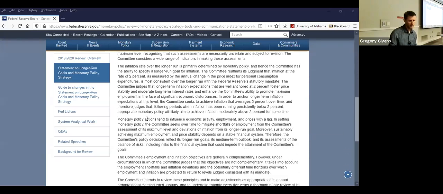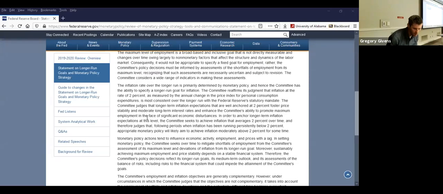The key paragraph is paragraph 4. The inflation rate over the longer run is primarily determined by monetary policy, and hence the committee has the ability to specify a longer run goal for inflation. I failed to mention that, but that's an important point. Whereas the Fed does not believe that it can really alter potential output in the long run, central bank policies do have a great deal of influence over an economy's rate of inflation. And so the Fed can specify a specific target rate for inflation, and they do.